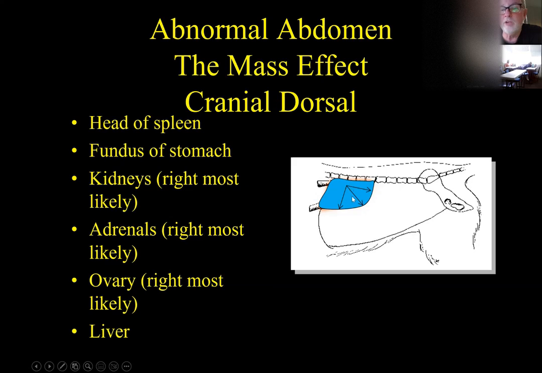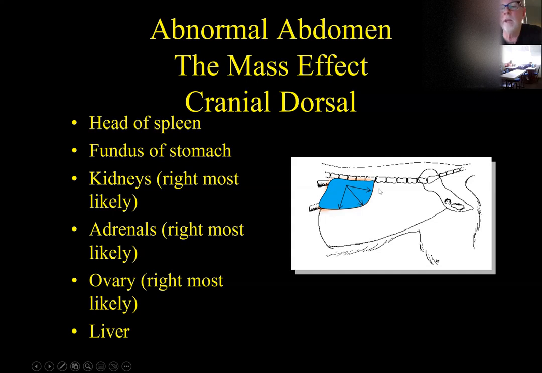The right adrenal gland, the adrenal glands also live right up in that area. So, especially the right adrenal gland, if it got abnormal and too big, it could cause a mass effect arising from that area. The right ovary, if it's an intact female dog. And again, a little part of the liver extends up that way too, so you couldn't rule the liver out. So any one of these would be fair game that could cause a mass effect in that part of the abdomen.